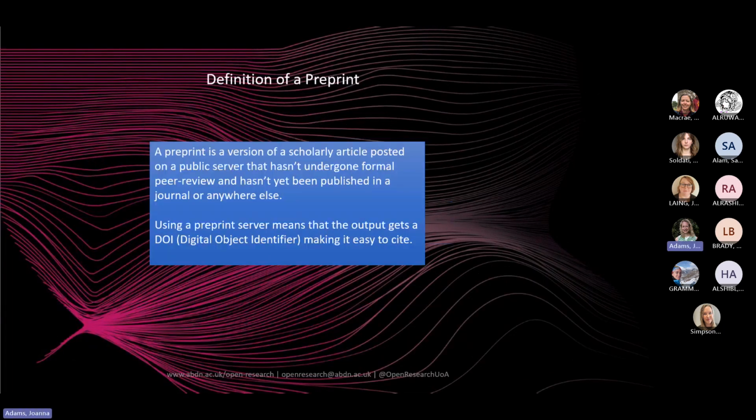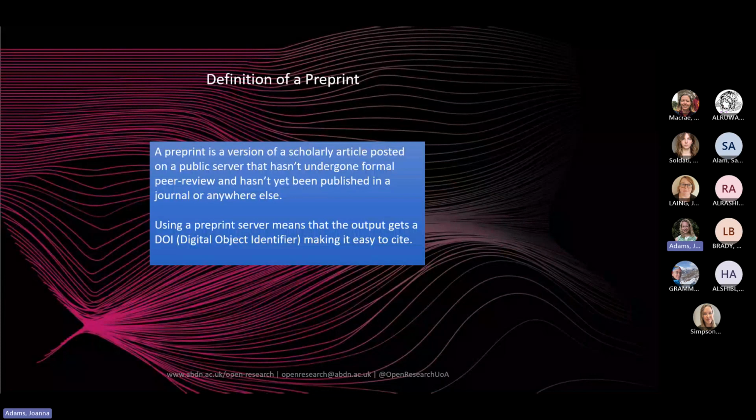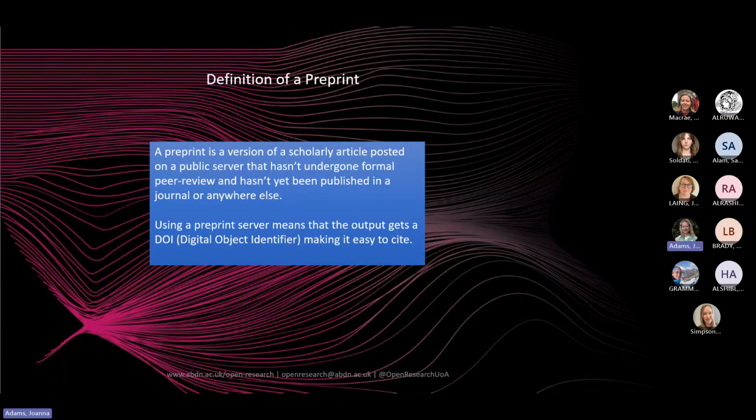Okay, so the first thing is, what is a preprint? A preprint is a version of a scholarly article that hasn't yet undergone formal peer review and hasn't yet been published in a journal or anywhere else, but it has been posted on a public server that makes it available for anyone to read. Now, using a preprint server means that the output gets a digital object identifier, or a DOI, which makes it really easy to cite and it makes it easy for people to find.